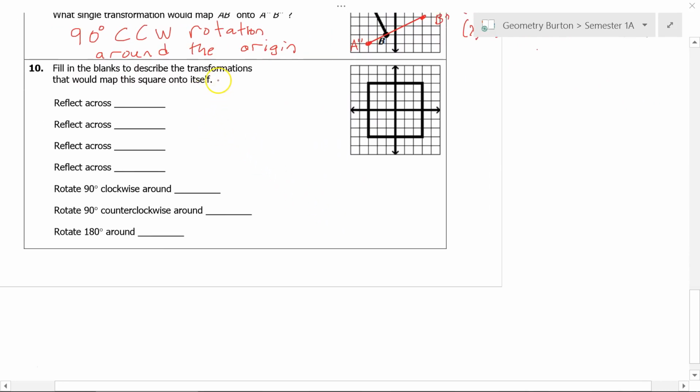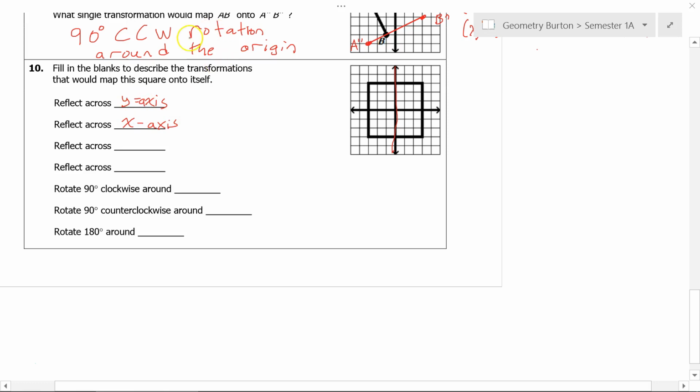Fill in the blanks to describe transformation that would map this square onto itself. Okay, so first, reflections. If you did a reflection over the y-axis, here's the y-axis right here. If you did a reflection over that, it would look the same. So a reflection over the y-axis. Similarly, if you did a reflection over the x-axis, this would look the same. So x-axis.